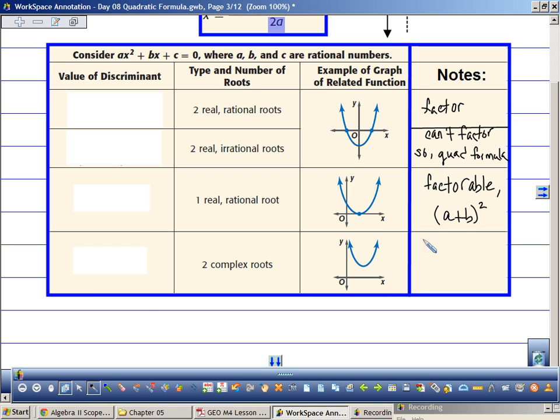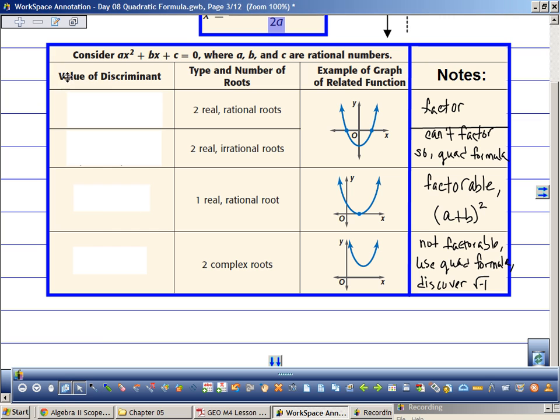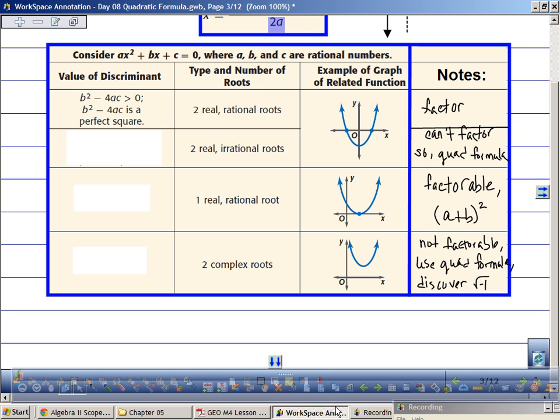Okay, so not factorable. Then we use the quad formula. And we discover a negative underneath the square root sign. All right, so check this out. You can use the discriminant to analyze your graph, like this.